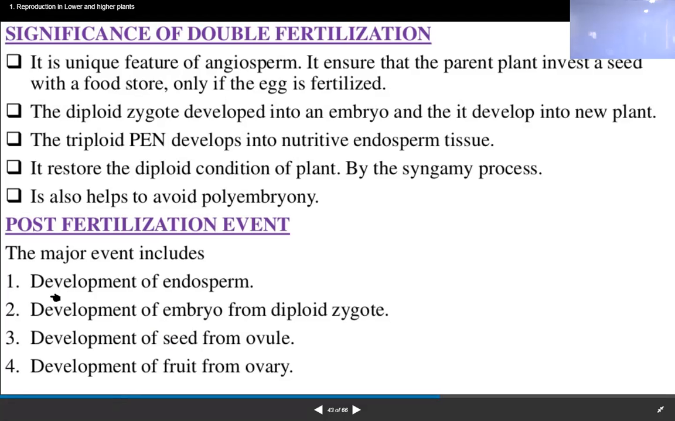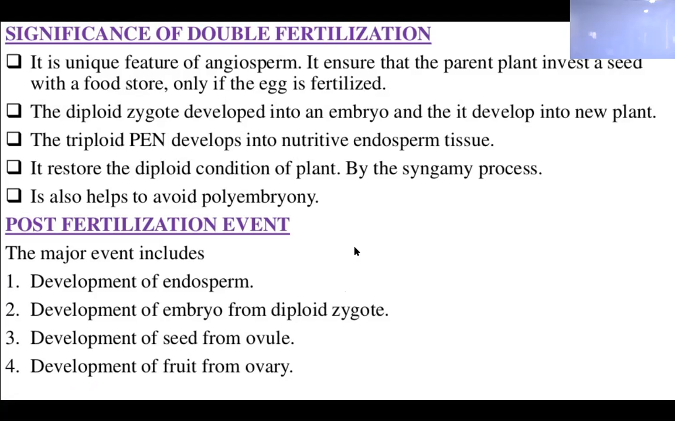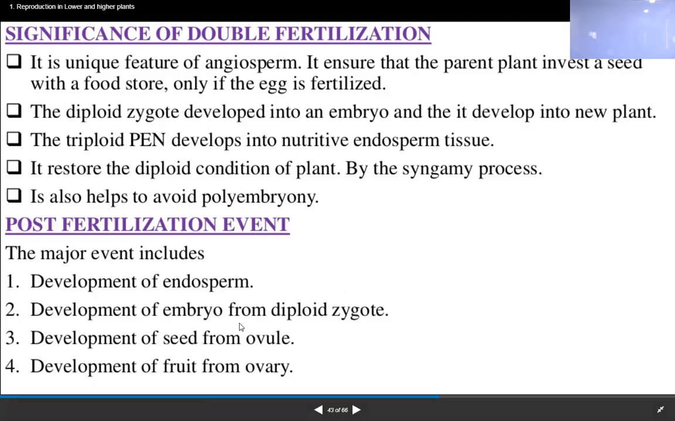Development of endosperm, development of embryo from the diploid zygote, development of seed from ovule and development of fruit from ovary. Sorry, I said flower, but I meant ovary. Ovary develops into fruit and ovules into seed. So these are post-fertilization events. Understood?